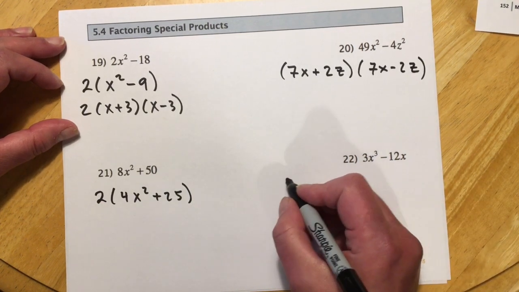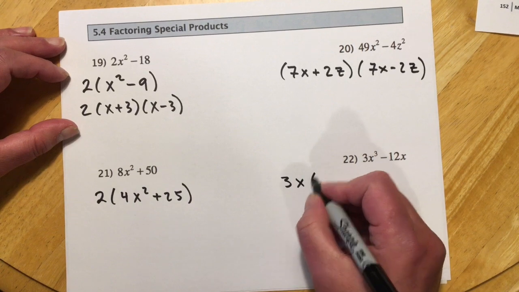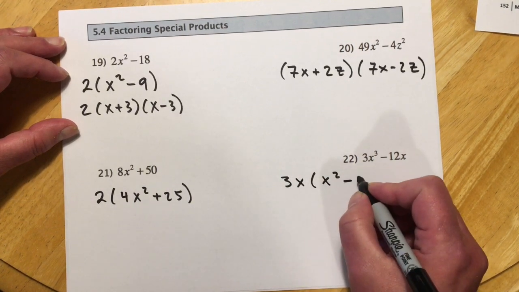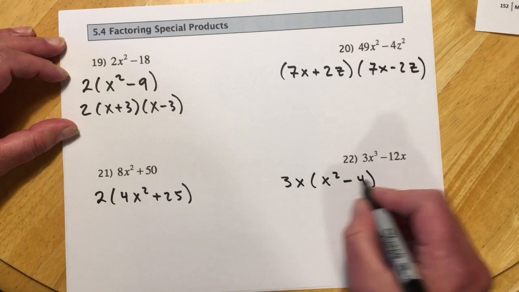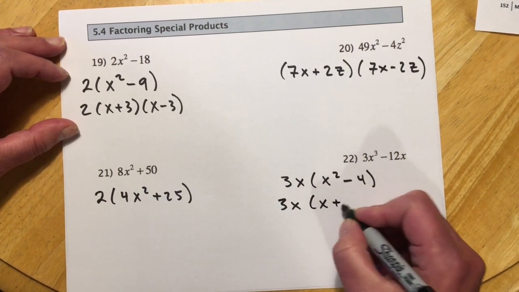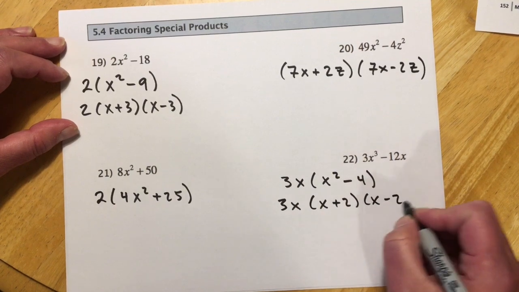And then this one, we can take out a 3x, so that's going to leave me an x squared minus 4. And then that's going to go one more round, 3x, x plus 2, x minus 2.